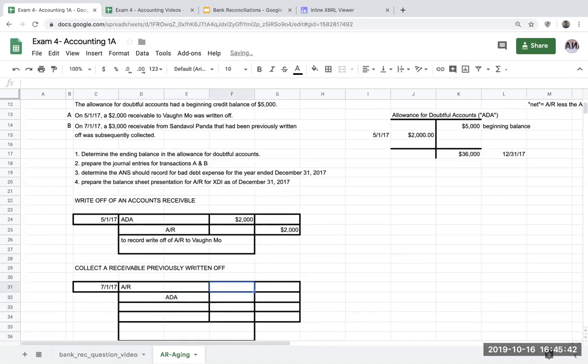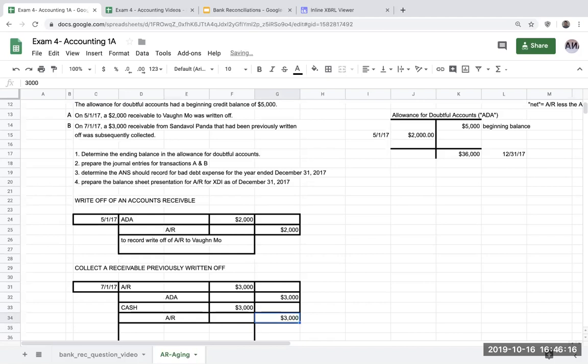So when I'm collecting a receivable that I previously wrote off, I need to reverse the entry: debit accounts receivable for 3,000, and then credit the allowance for doubtful accounts for 3,000. Now, the second thing that's happening here is I'm collecting the money. So, debit cash, and then what am I going to be crediting here? The accounts receivable.